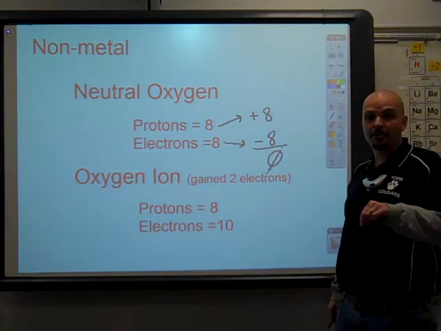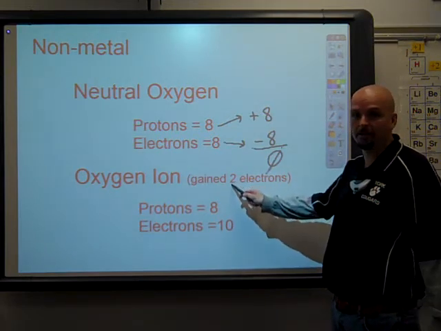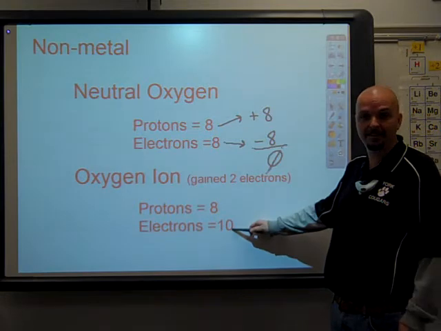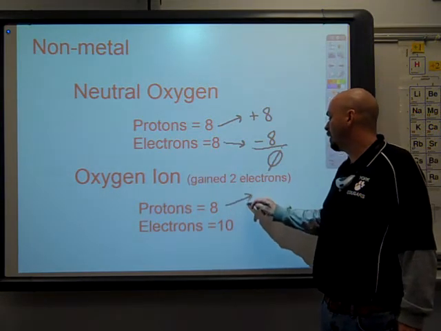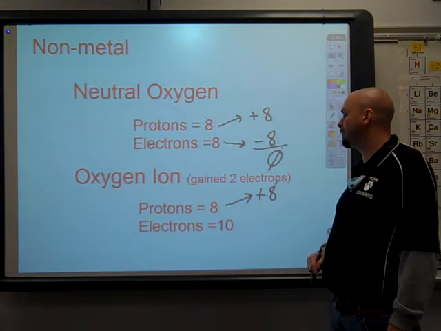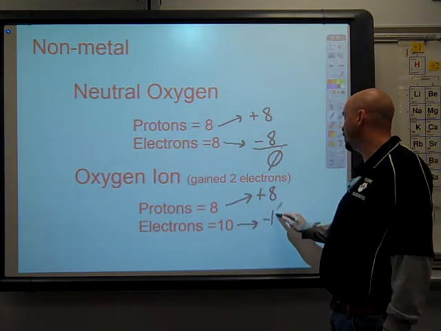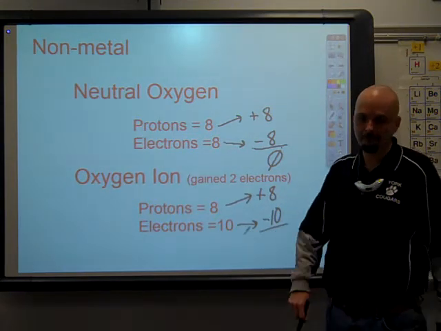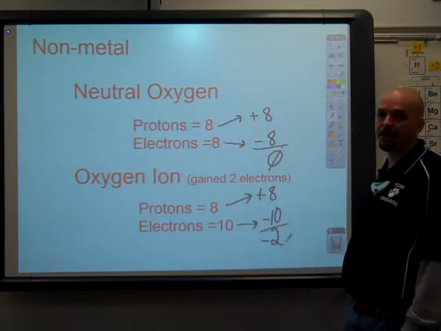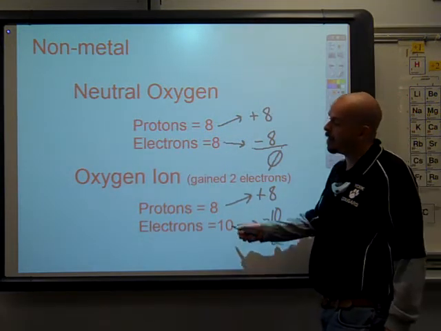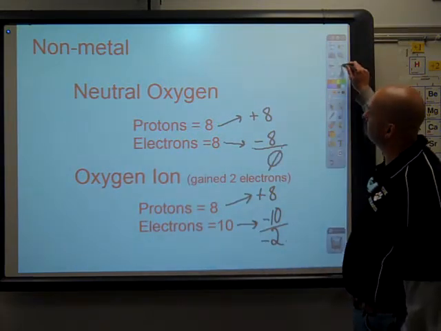When we made that oxygen ion, we added 2 electrons to that atom. We gained 2 electrons. So instead of the normal 8, our ion has 10. Still 8 protons, so it's still a +8. 10 electrons, again, each one is a negative 1 charge. Negative 10. Positive 8 plus negative 10 is negative 2. That is the charge of our oxygen ion. Our nonmetal has a negative charge.